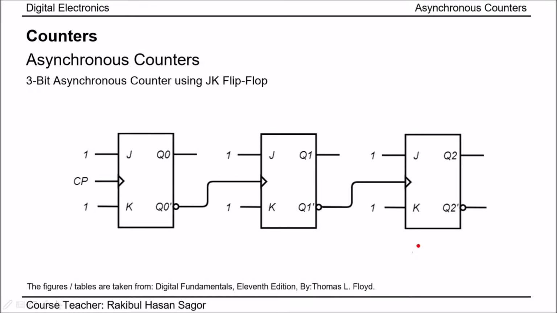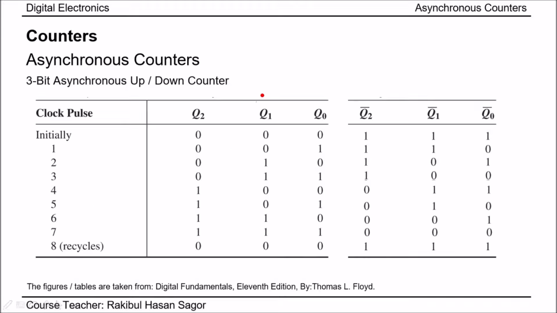If we see the output table, then things will be more clear. This table shows the output Q0, Q1 and Q2 for the counter that was shown in the previous slide for each clock pulse triggering. At the very initial moment, the Q0, Q1, Q2 output was 0, 0, 0. Then in the first clock pulse triggering, it becomes 0, 0, 1. And in this way, it goes up to 1, 1, 1 and comes back to 0, 0, 0 again. That means in the 8th clock pulse triggering, it recycles.